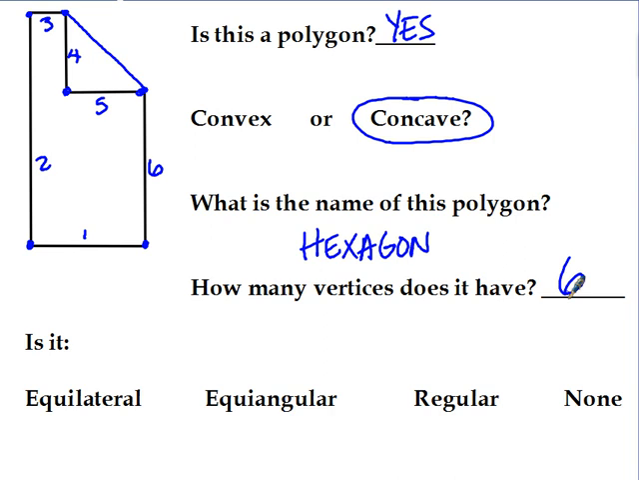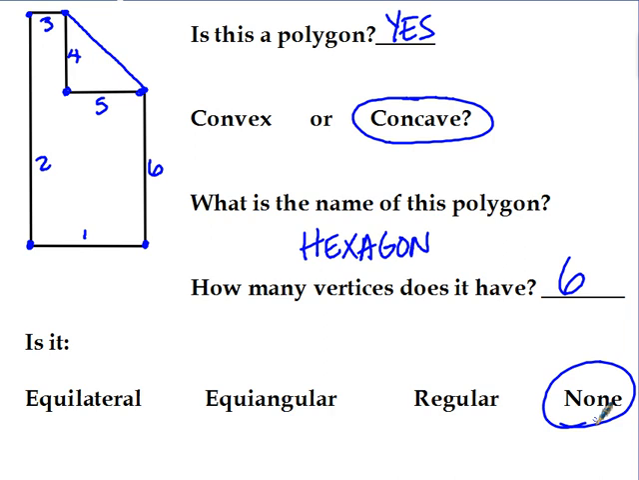Well, none of the sides are equal, so it's not equilateral. None of the angles are equal, so it's not equiangular. If none of the sides or none of the angles are the same, then it can't be regular, so this is none. It's not equilateral, equiangular, or regular.